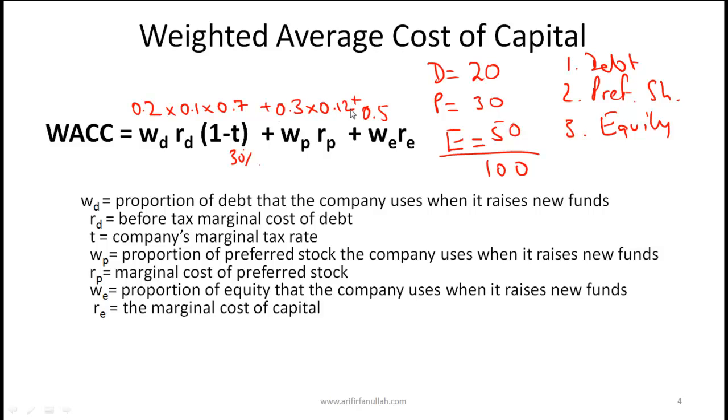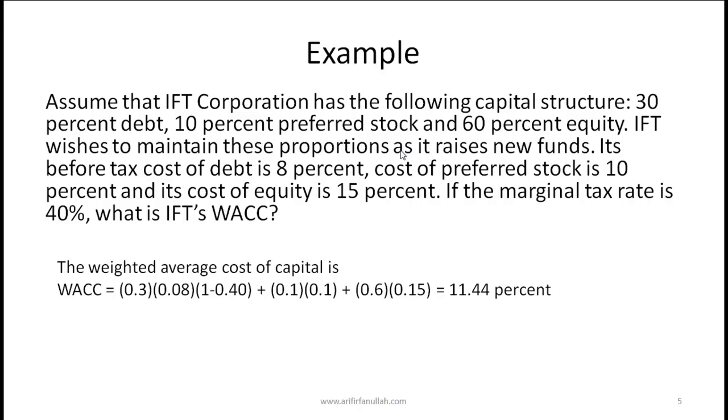And finally, let's say that the cost of equity is 15%. So here we would say weight times cost, which is 0.15. So that's a quick explanation. We will see these items in more detail very soon. Let's first look at a quick example, and this just reinforces what we were talking about.